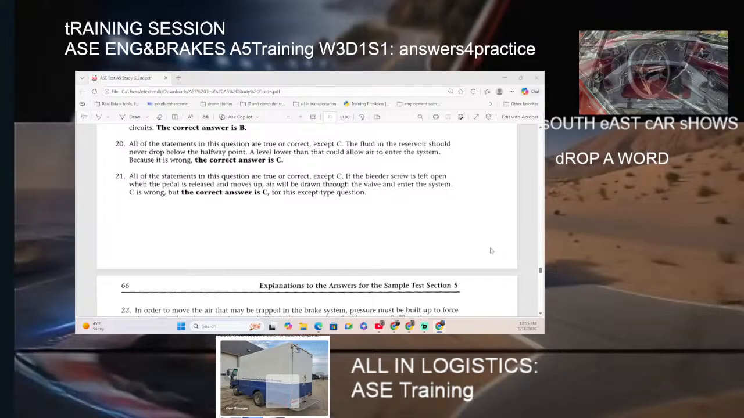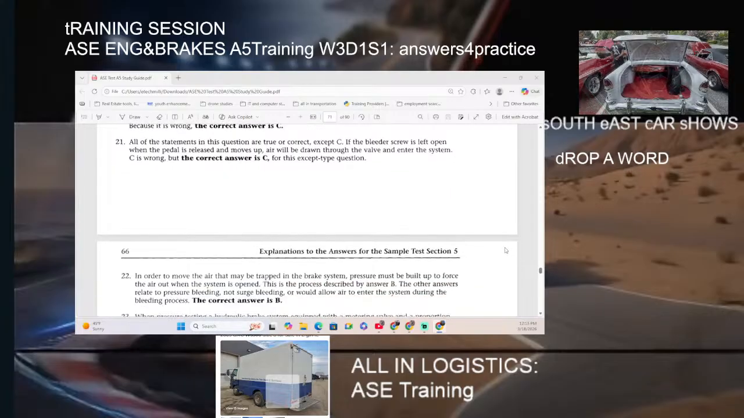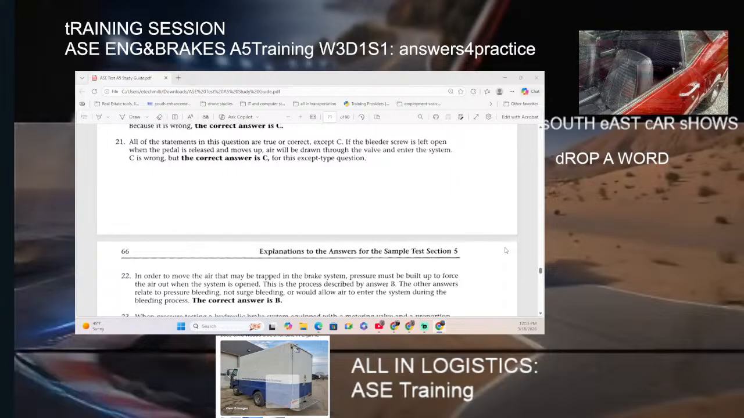21. All of the statements in this question are true or correct, except C. If the bleeder screw is left open when the pedal is released and moves up, air will be drawn through the valve and enter the system. C is wrong, but the correct answer is C for this except type question. 22.